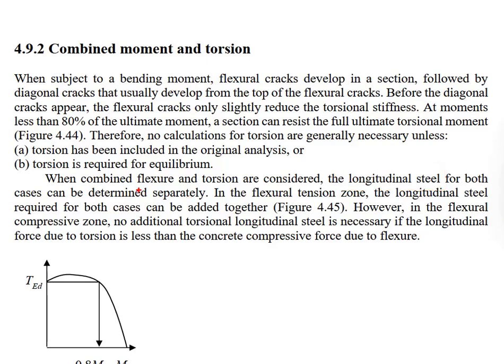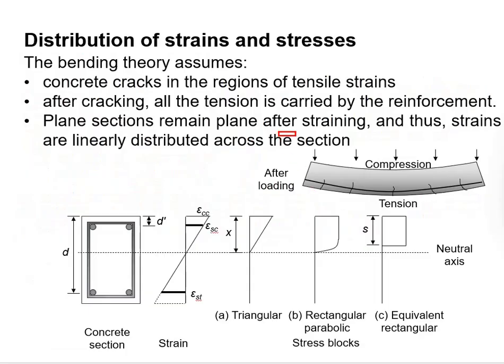Now, when you need to design for the moment and also torsion, you have to calculate the longitudinal steel bar separately for the flexural load and also for the torsion, especially when the member is subjected to bending. There will be regions of tension and compression.